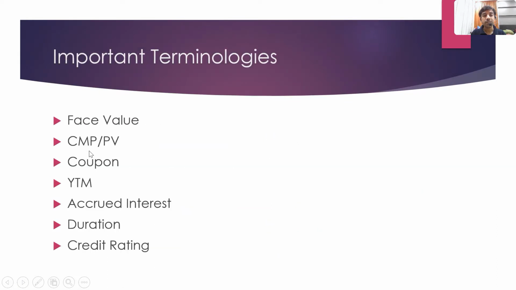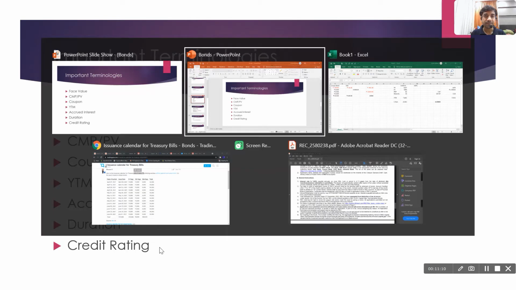There's face value, there is current market price or present value, coupon, YTM, accrued interest. Duration is actually a measure of risk, interest rate risk. You can consider as of now maturity as a proxy for duration. The larger the duration, higher is the interest rate risk. So if you buy a 180-day T-bill, your interest rate risk is negligible. If you buy a 30-year bond, your interest rate risk is very high. And credit rating. So we'll see all this via an example.